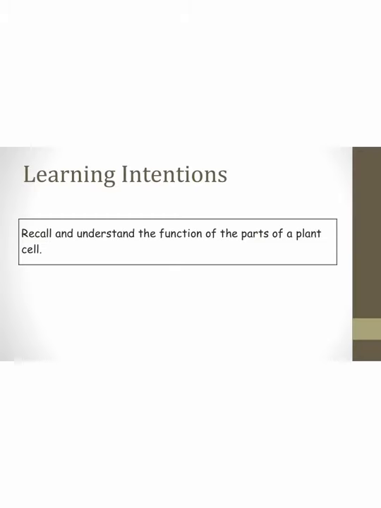Okay, in this lesson, you're going to do a bit of a recap on what a plant cell looks like and then compare it to an animal cell. You would have covered this last year, but it's important to remember this for the coming lessons. So, the learning intention is to recall and understand the function of the parts of a plant cell.